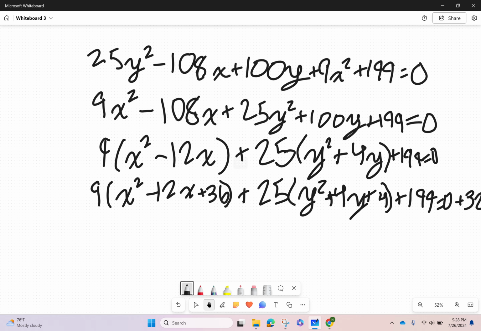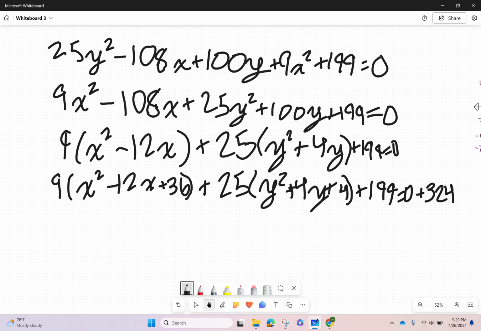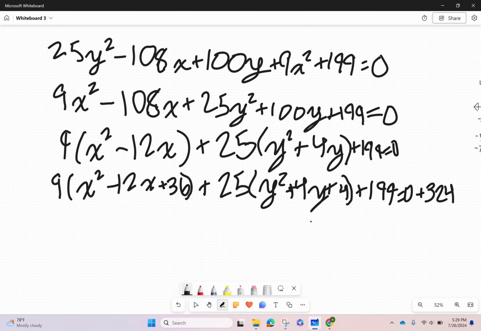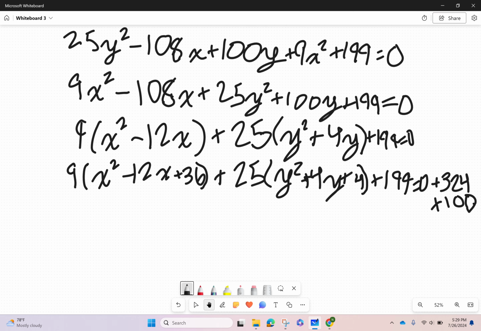And so now we add 4 to both sides, right? Because we added 4 over here. So now we add 4 over here. Well, no, because again, we added 25 times 4 because it is in this parentheses. So really, we're adding another 100, right? Another 100.